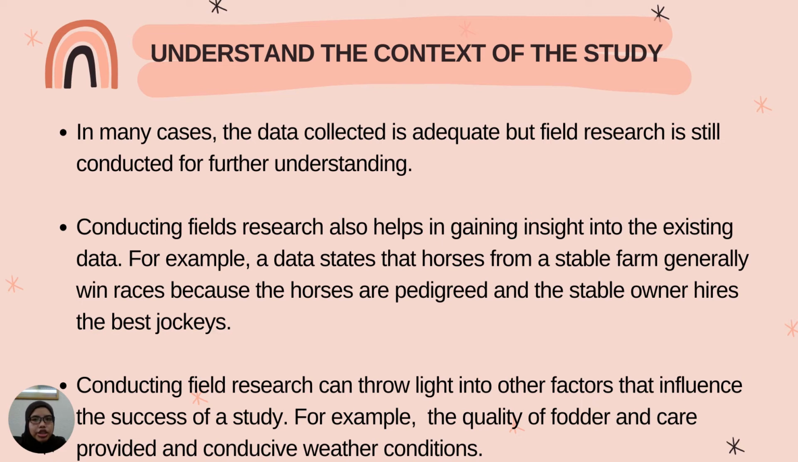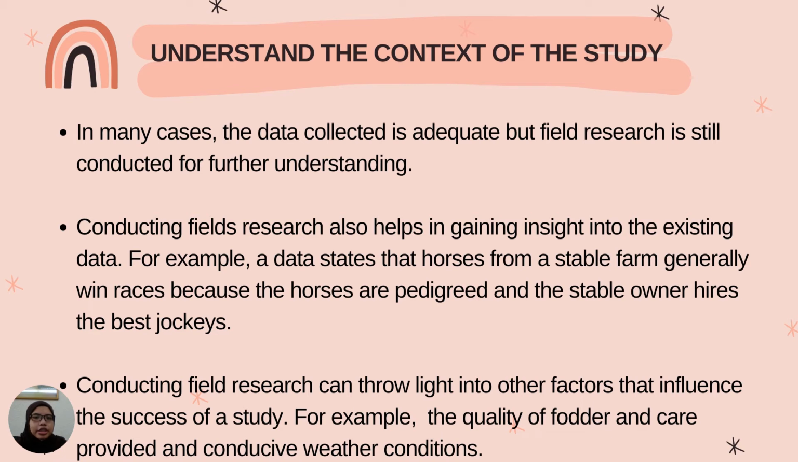So, when a researcher conducts field research at a stable farm, he gains some information that the horses win because they are pedigree horses and the stable owner hires the best jockey. However, conducting field research can also throw light on other factors that influence the success of the study.